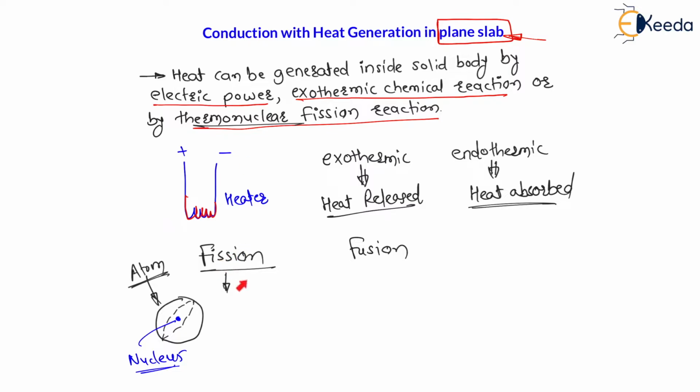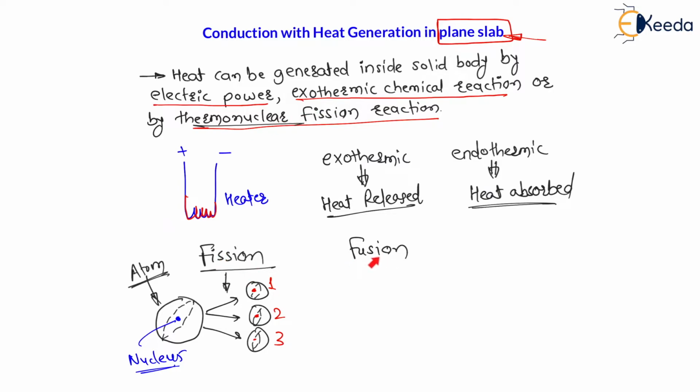During a fission nuclear reaction, the nucleus of the atom is split into a number of nuclei. This large atom is converted into small atoms. Let us say it is converting into three atoms; the nucleus of the atom is split into many nuclei, here one, two, three. During this splitting of the nucleus, a large amount of heat is released, and the same heat released during this fission reaction is nothing but heat generated within the solid body. This is called fission reaction.